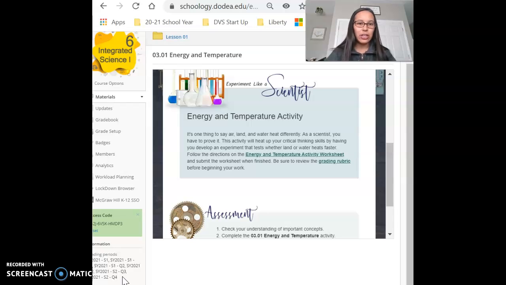Today we are taking a look at Module 3, Lesson 1, Energy and Temperature. And I'm going to express to you how to complete the assignment that is provided in Lesson 1. So if we take a look at the last page of our lesson, you will see the hyperlink Energy and Temperature Activity Worksheet.